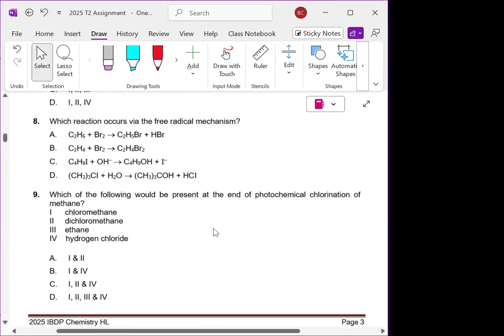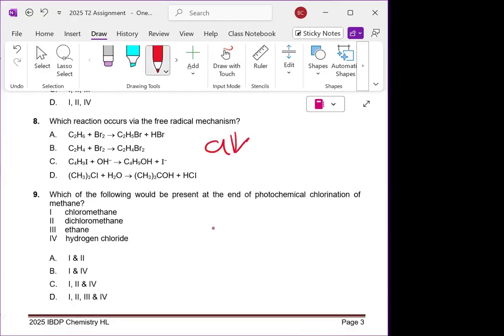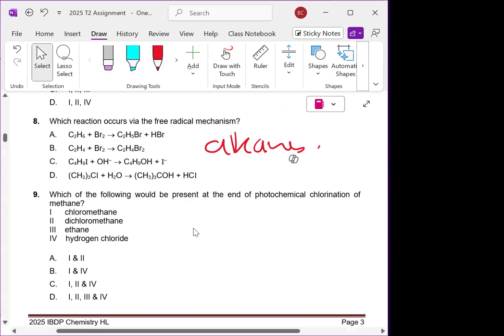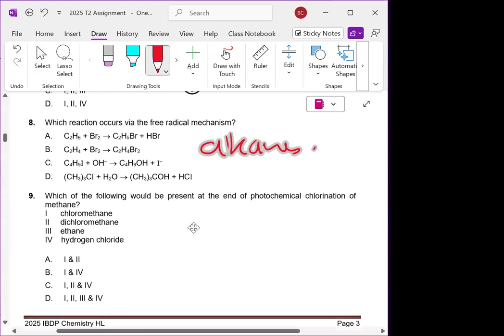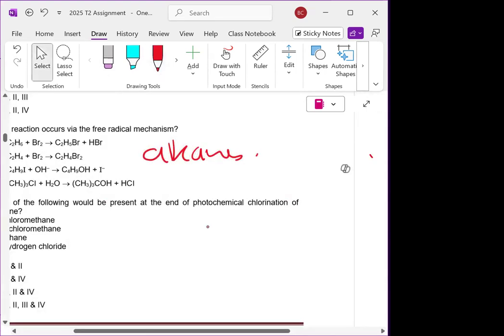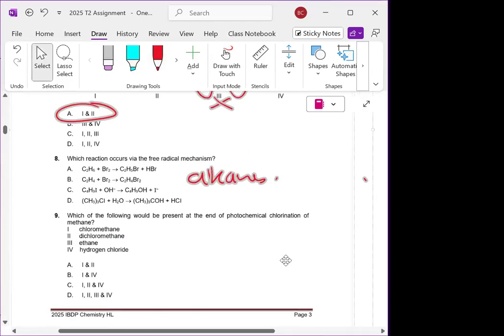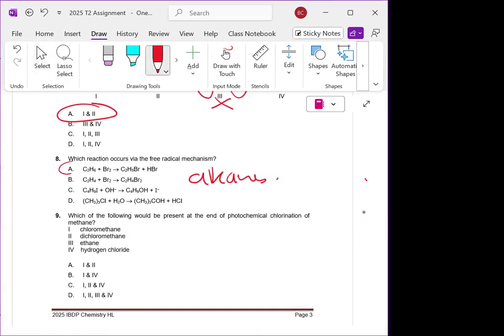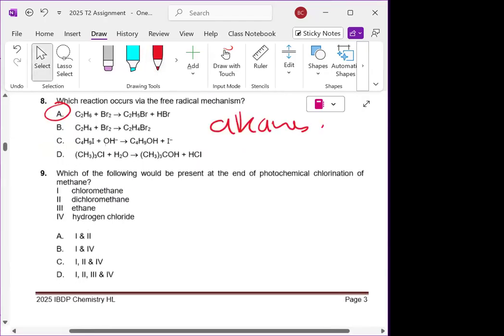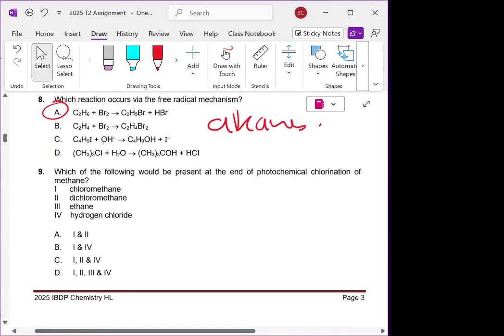Okay, next one, free radical mechanism. Which of the reactions occurs via free radical? We are looking for alkanes. So let's look for an alkane. This is an alkane. Number 1 is an alkane. Number 2 is an alkene. So you have addition reaction. Number 3 is a halogenoalkane. So nucleophilic substitution. Number 4 is also a form of nucleophilic substitution where the Cl is substituted by water. Okay, so answer is A.